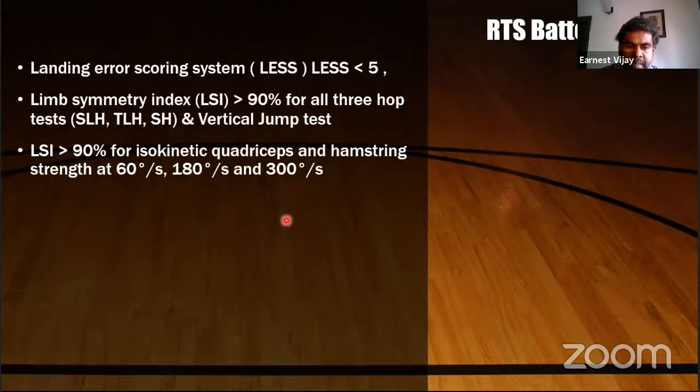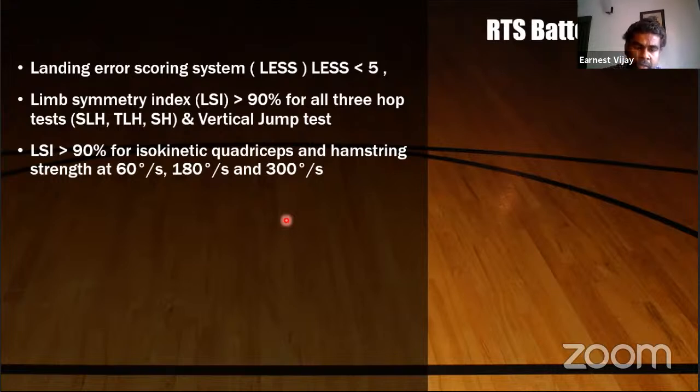And the limb symmetry index, that is, you have to compare the right or the affected leg and the non-affected leg for different hop tests. You have a side hop, a triple hop, a single leg hop, right? You also have to do a single leg vertical jump test to check strength and compare with the other leg. If you have previous data, well and good, but if you don't, then you need to compare with the normative leg. Unfortunately, the normative leg also takes a pounding after any surgery because there will be some kind of weakness, so you never know what the real strength of the athlete was, right?